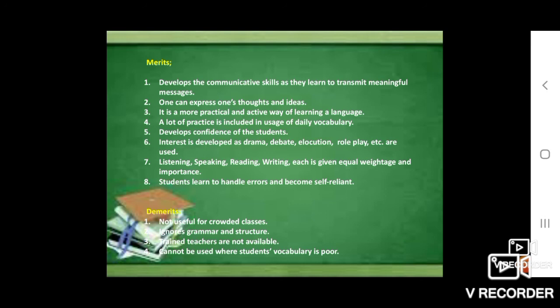Then it ignores grammar and structure. Means grammar is not taught well to these students, it is totally neglected. And this is the most, what do we say, demerit, that no trained teachers are there. Means if you want to make all your students more active in the English language, if you want to enrich the communicative approach, then trained teachers are not there. Lack of trained teachers. So it cannot be used where students' vocabulary is poor. If the students don't know the vocabulary, don't know what to call or address, then there is no use of this communicative approach.